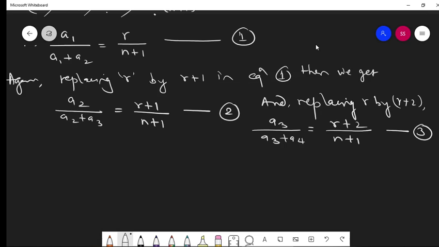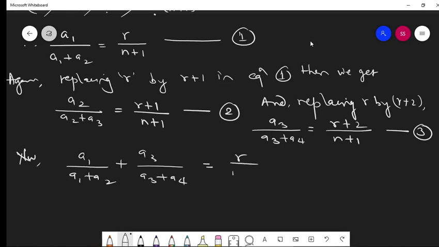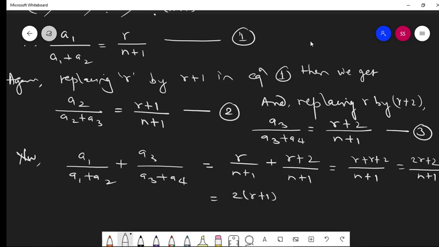Finally, what do we obtain? Now a1 plus a2 plus a3 plus a4 equals, a1 plus a2 is what? r over (n plus 1) plus (r plus 2) over (n plus 1) equals, n plus 1 is common, (2r plus 2) over (n plus 1), equals 2 common, 2 times (r plus 1) over (n plus 1). (r plus 1) over (n plus 1) is this.